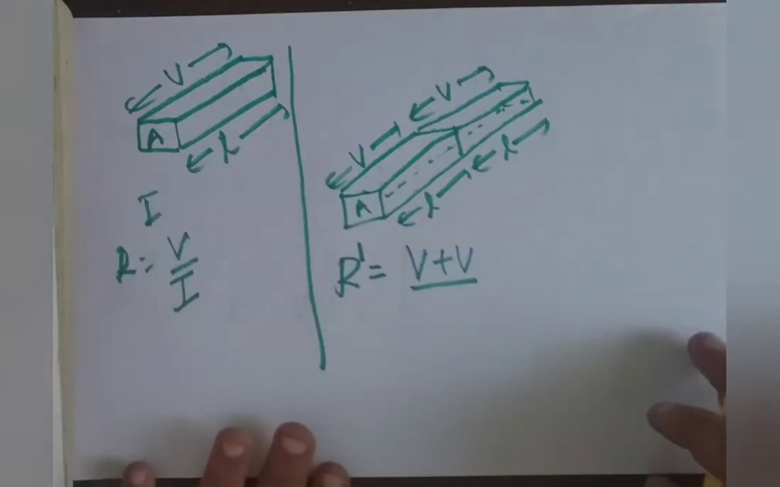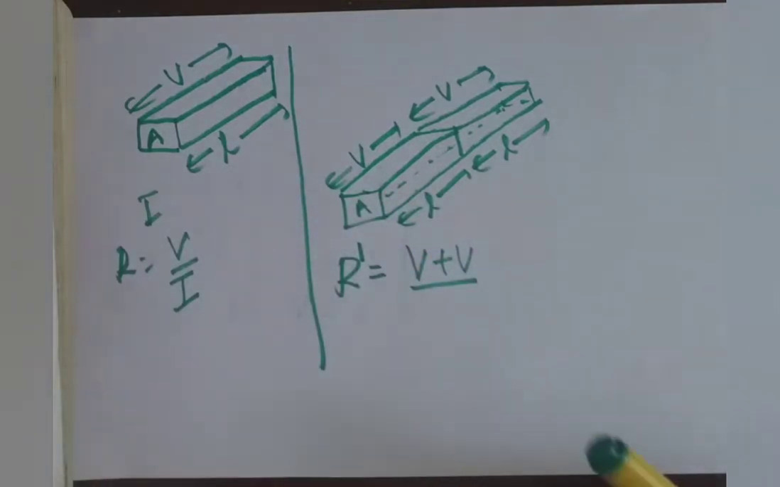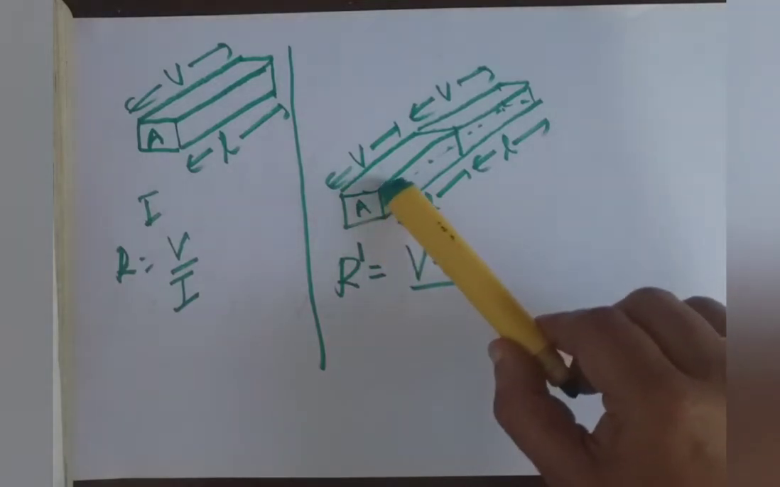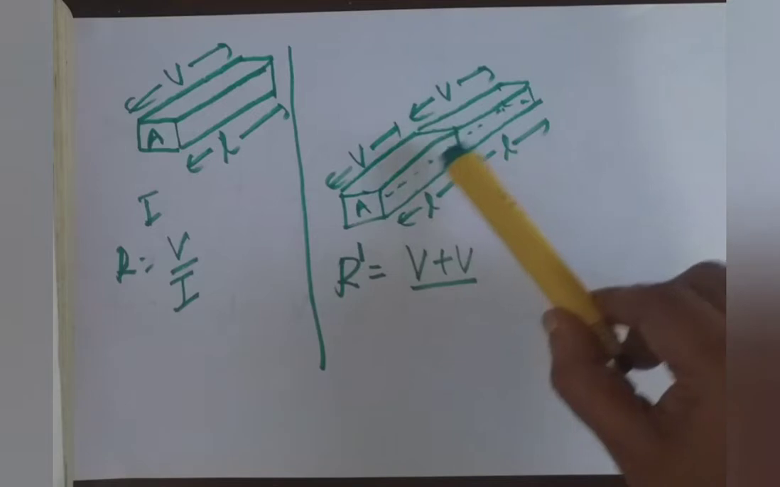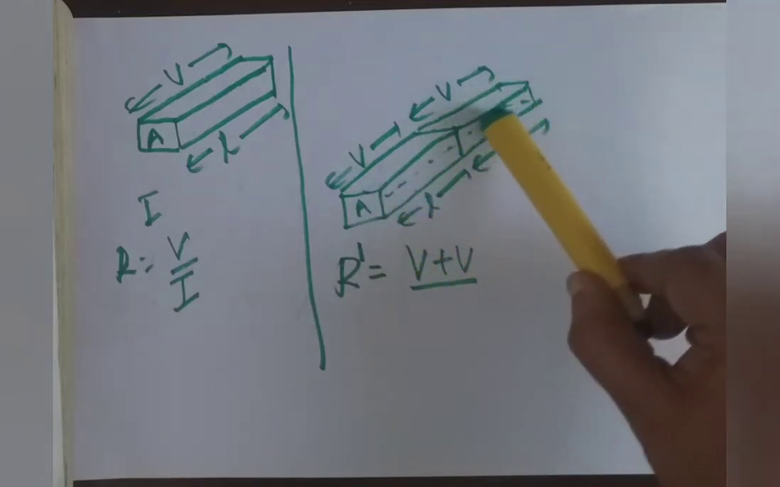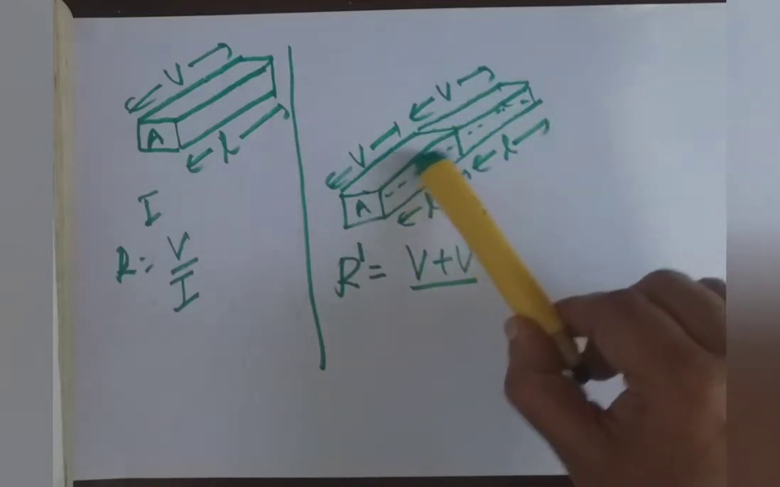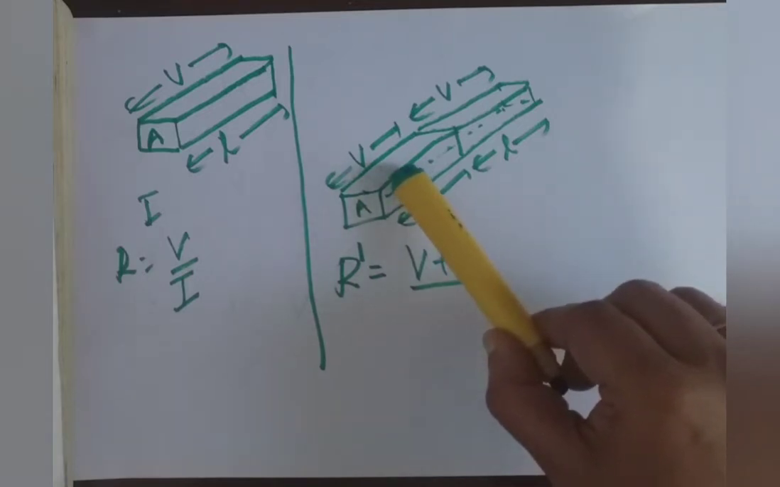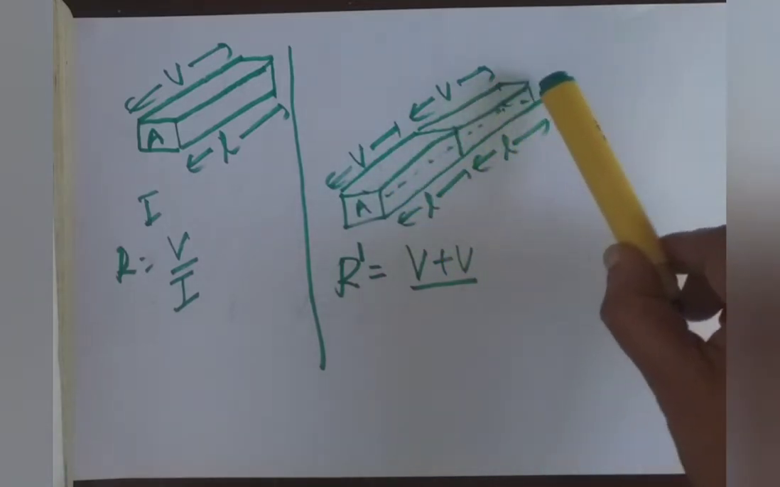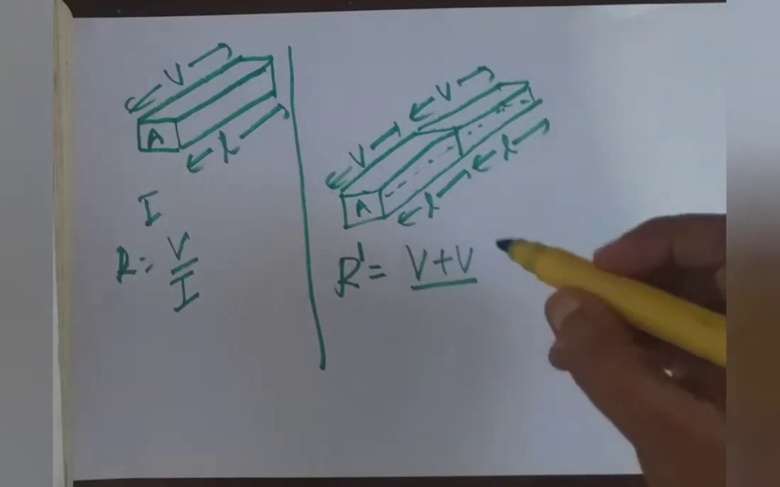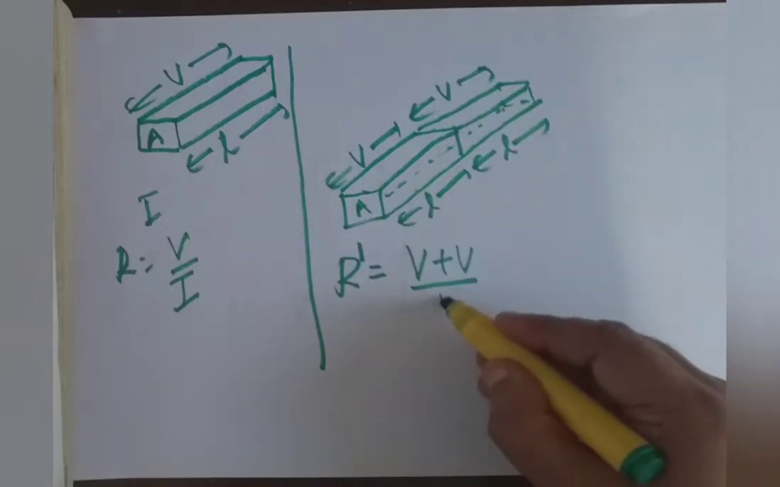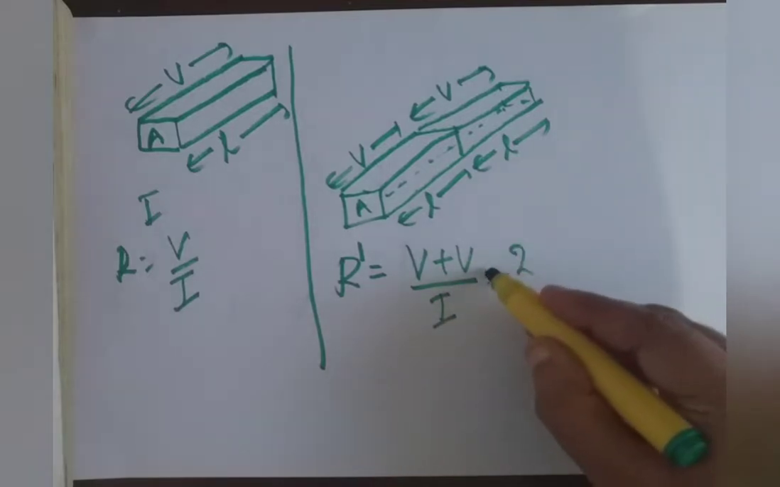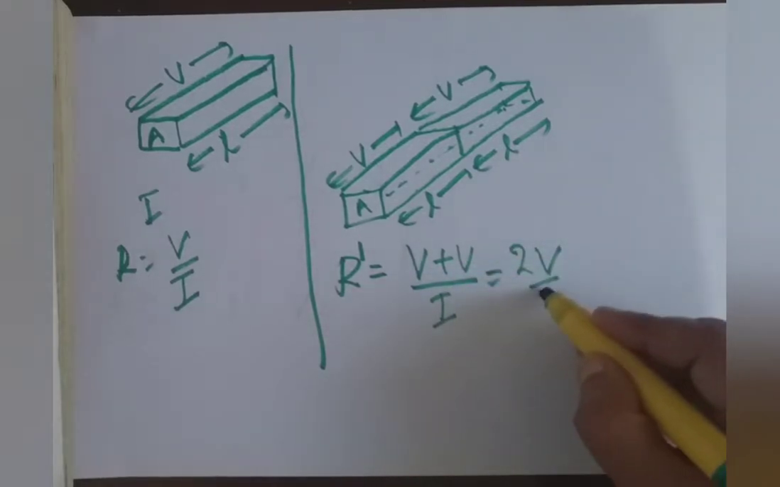Current means flow of charges. Observe here, all the charges that pass through the first conductor should also pass through the second, because they are joined end to end like this. So all the charges passing through the first conductor should pass through the second. That means the current should remain the same in both of them. So I write I. So now we can write R dash as 2V by I.